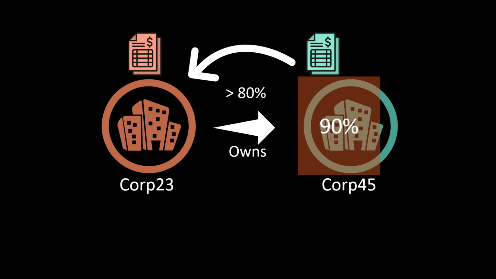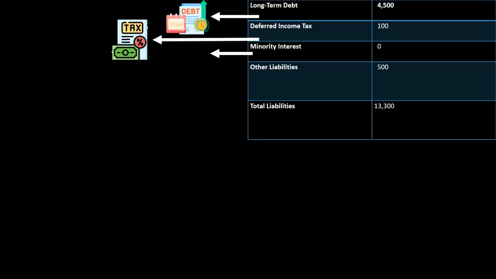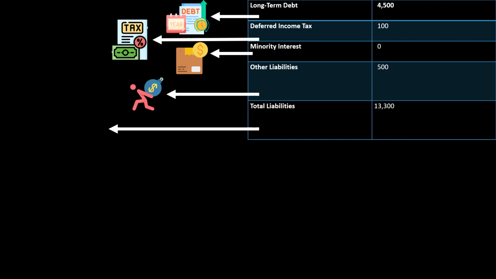Because Corp 23 doesn't own 100% of Corp 45, though it booked 100% of their balance sheet, the remaining stock Corp 23 doesn't own is put as a liability under minority interest. Minority interest is the value of the unowned stock of an acquired company. Other liabilities is for miscellaneous debt that doesn't fit anywhere else. Total liabilities are all of the liabilities of the business.